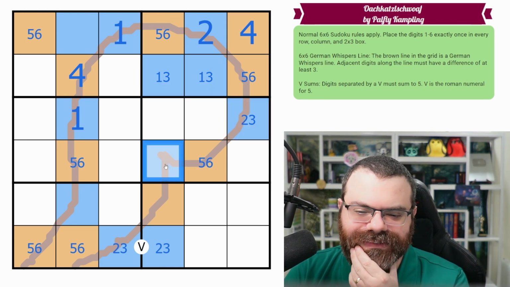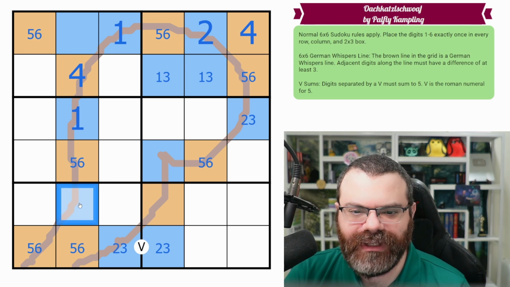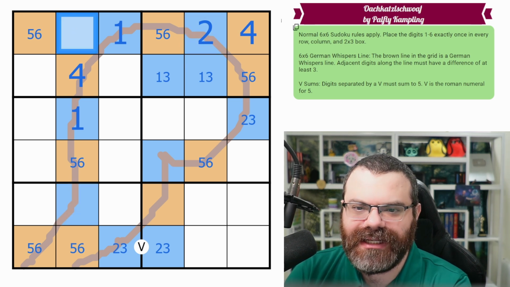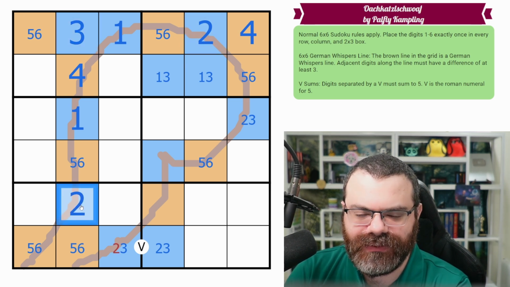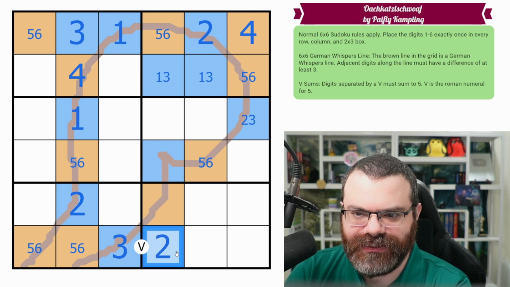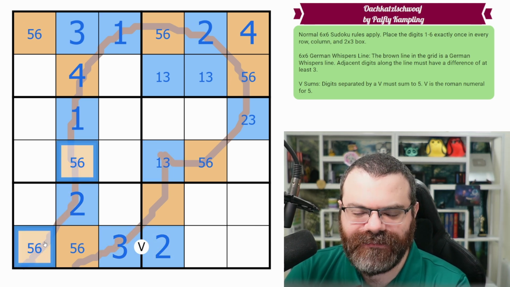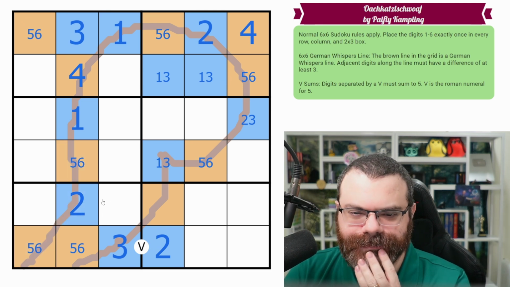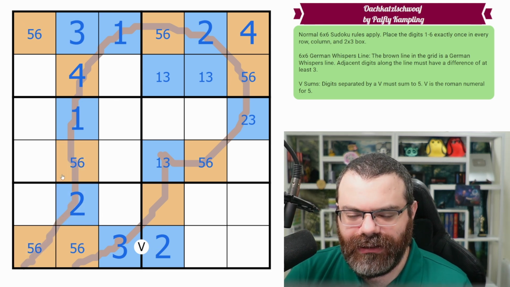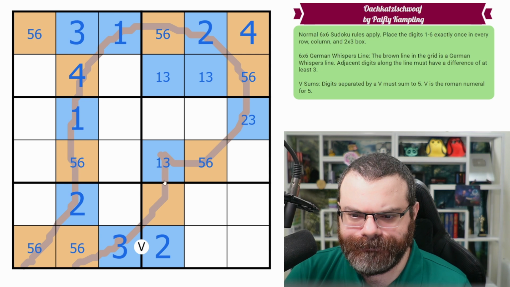I don't think I can restrict this one. This is a 2, 3 pair. This has to be a 3 for the row. So that's a 2. So that's a 3. That's a 2. So this is 1, 3. Now, 2 can be next to 5 or 6. That doesn't restrict this. Okay, what can we do from here?